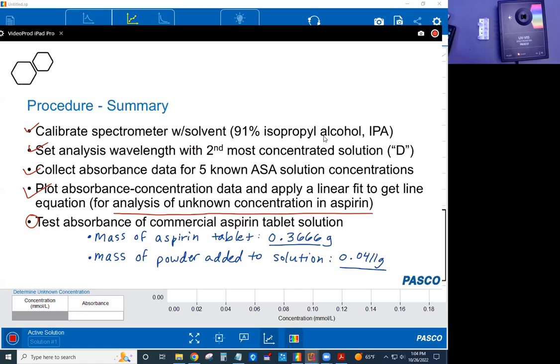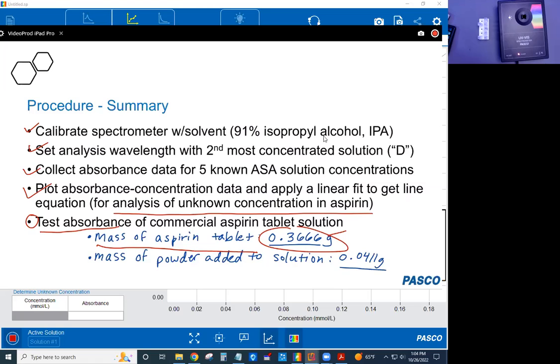We're ready to test the absorbance of the commercial aspirin tablet solution. I wrote down some values that I collected earlier for the solution that I'm using today. The mass of the tablet that I used was 0.3666 grams. And we know not all of that is acetylsalicylic acid, because we saw that cloudiness. You would have seen the cloudiness in the solution that you made.